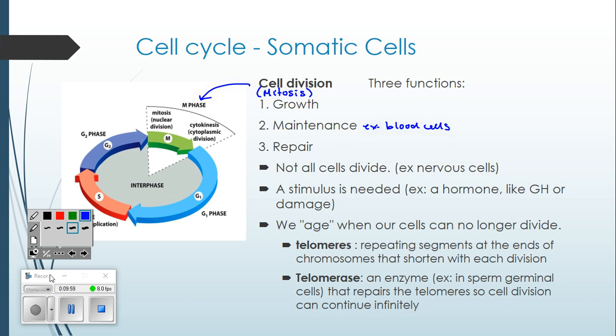Maintenance means you didn't really damage anything, but the cell just doesn't last that long, and you need to make a new one and recycle the old one. Repair would be different. Repair would be you've injured yourself, like you broke your leg, and now you need some new bone cells to replace the ones that were damaged when you broke your leg.